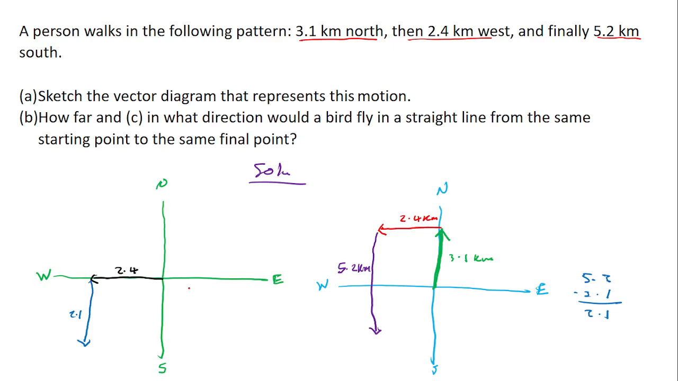Okay. So this diagram is showing the motion. But this diagram is giving the summary of everything. So if you look at this question, the question is how far and in what direction would a bird fly in a straight line from the same starting point to the same final point? So this is where now you need to be a little bit careful and be able to apply what you have learned.